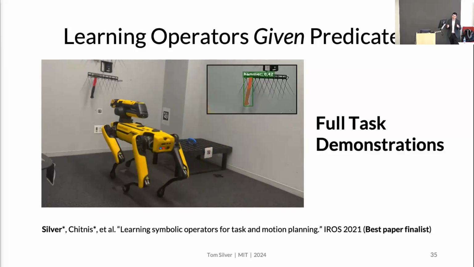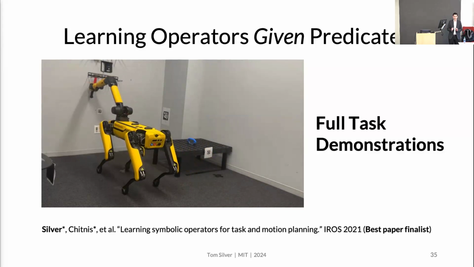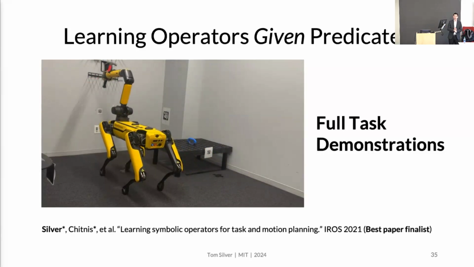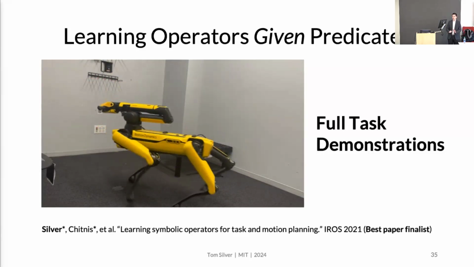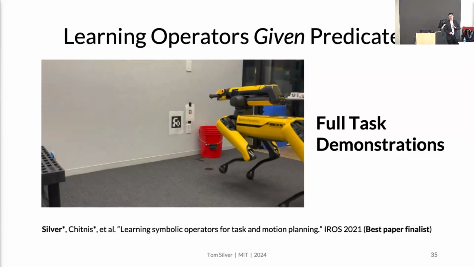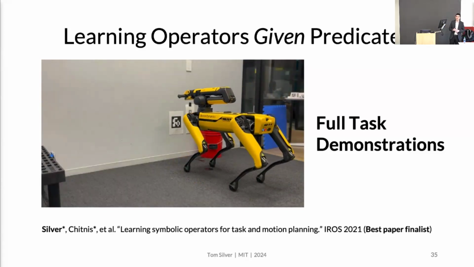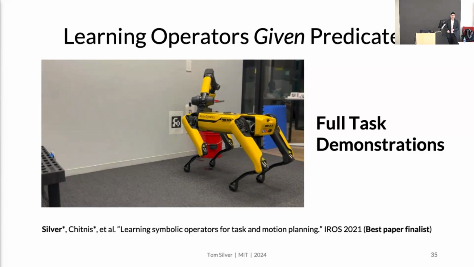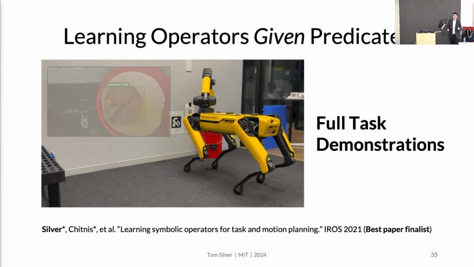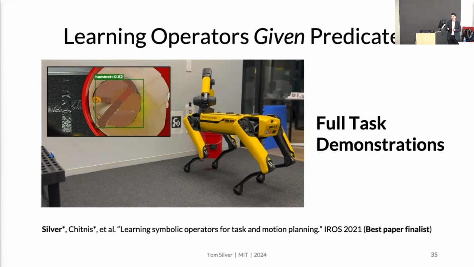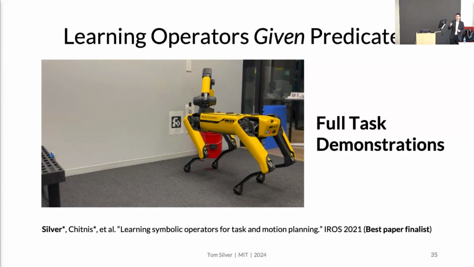So to start talking about how we can learn these predicates and operators, let's first talk about a simpler problem where suppose that we are given predicates to start, and we're also given demonstrations of entire tasks of interest like the one shown in this video here. So if we have these predicates and we have these demonstrations, one question is how can we learn operators for planning on other kinds of problems in the distribution of tasks that are being demonstrated to us?